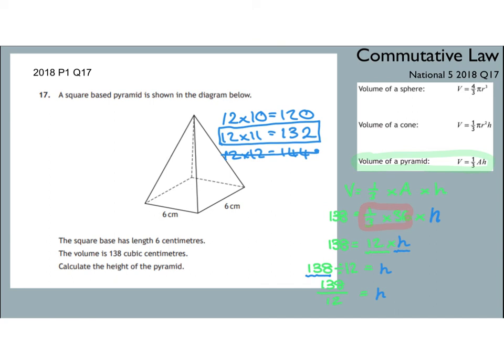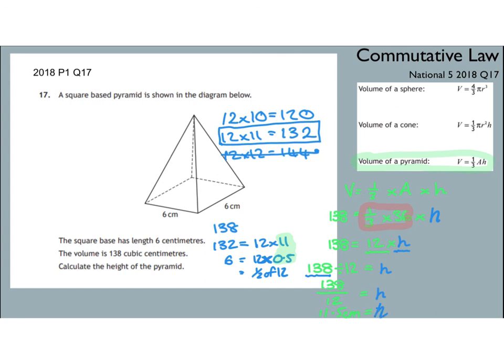So we're trying to make 138. We can get 132 from doing 12 times 11. That leaves us with 6. 12 times what makes 6? How many 12s make 6? It's a half. A half of 12 makes 6. So if we combine these two answers, 11.5. 138 divided by 12 makes 11.5 centimetres for our height.